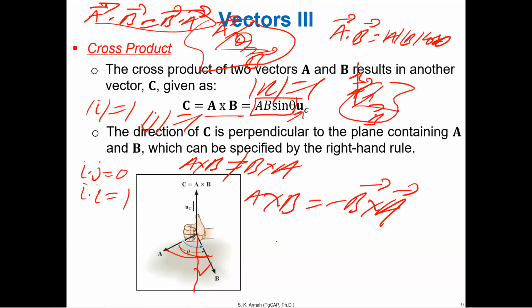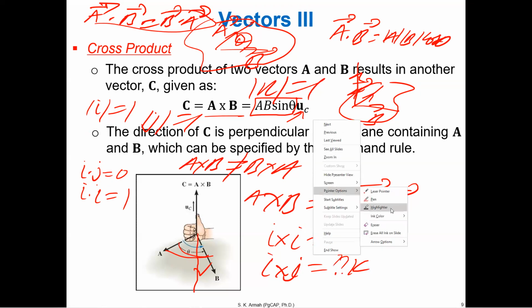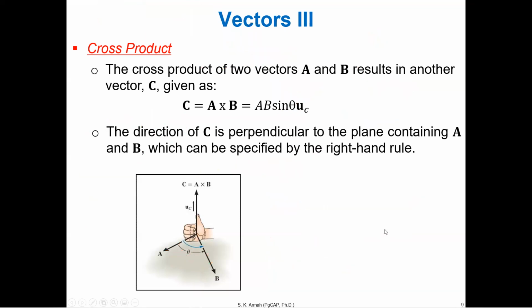But if you come to cross, i cross i, the angle between them is 0, so we are doing sine 0. So this is 0. But if you do i cross j, this is very important. You get k, but it will be plus or minus. You have to know whether there's a plus or minus here, and I want to explain that. You have to use the right hand rule.